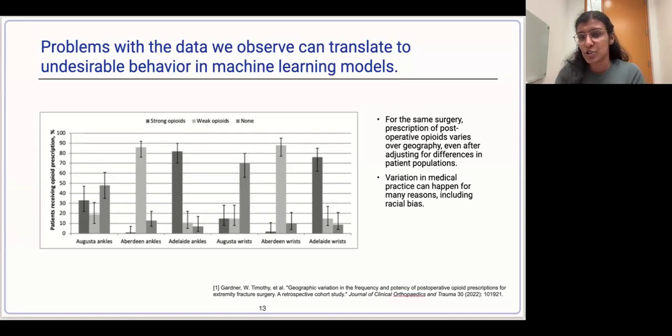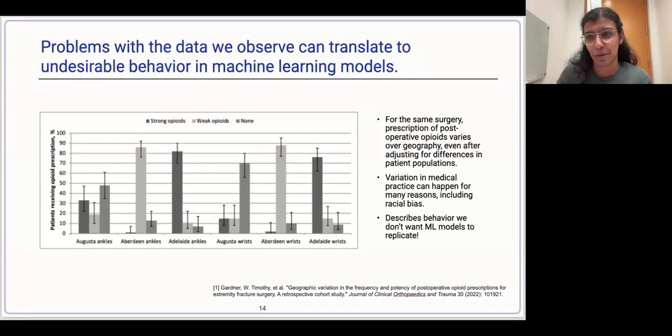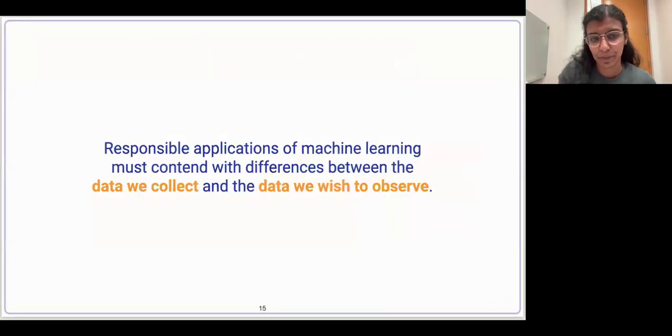We know that this variation in medical practice can be due to multiple reasons. Sometimes guidance changes, sometimes racial bias is at play, but the bottom line is that it contains behavior that we don't want models to replicate. It also raises questions around which doctors we want our machine learning models to emulate and how you should be able to suss that out from the data you have access to. So the driving motivation here is that applications of machine learning in health have to contend with differences between the data we collect and the data we wish to observe. In particular, I think there are two problems we need to solve. We need to characterize this difference fully, and we need to build models that account for those differences.